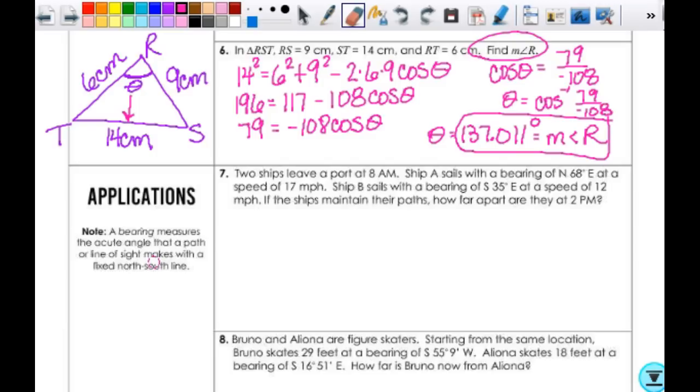So now that you are done with this, go ahead and glue or tape this in and ask the substitute for your assignment.